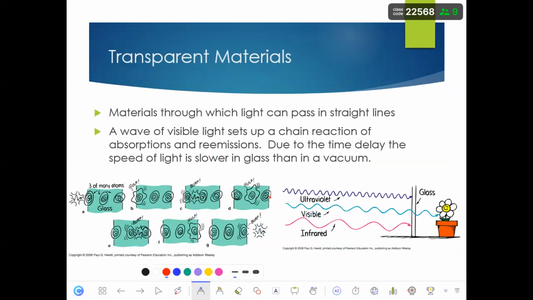Okay, now in this physics, we will just focus on visible light. So we will start with the transparent material. What is a transparent material? A material through which light can pass in a straight line is called a transparent material.